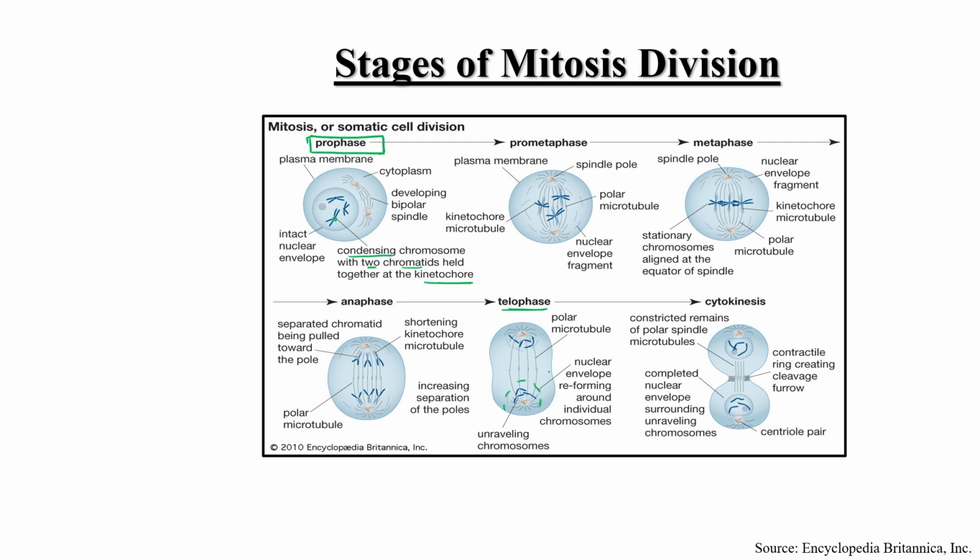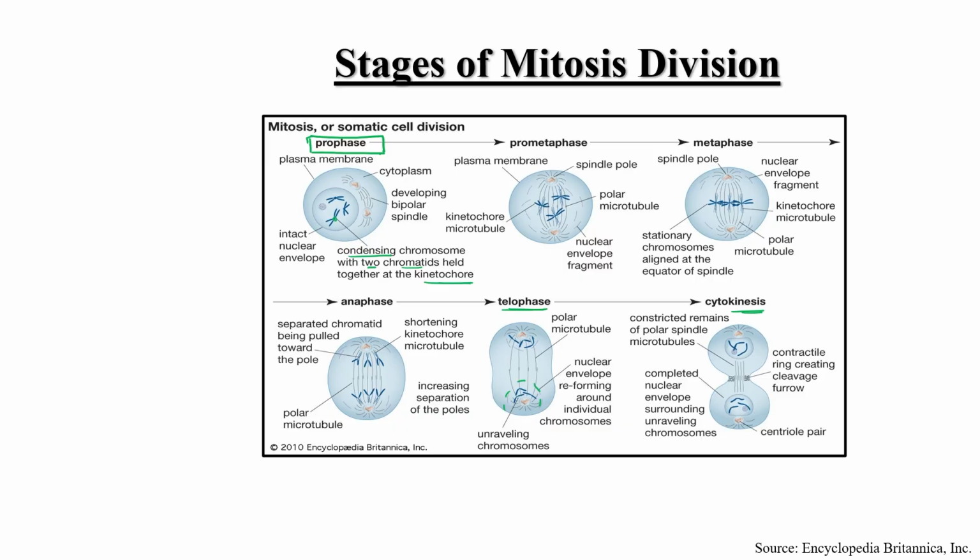After telophase, the cell comes into the next phase, cytokinesis, meaning division of cytoplasm occurs in this phase. How? Through a contractile ring, which creates a cleavage furrow. This is how in one cell, first nuclear division occurs, an equal division, and then division of the cytoplasm occurs. So these are the stages of mitosis, or somatic cell division.